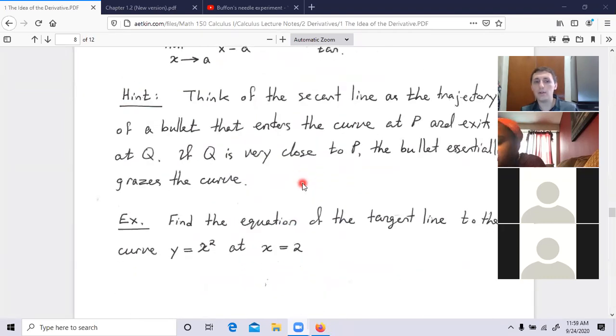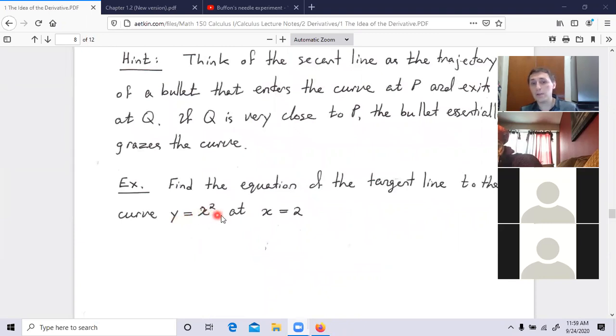Okay, so now the question is, we have y equals x squared and x equal to 2. So we have this function, we have the x coordinate of the point at which we're interested to find the equation of the tangent line. And so use this information to calculate the slope of the line, and then write the equation of the line.